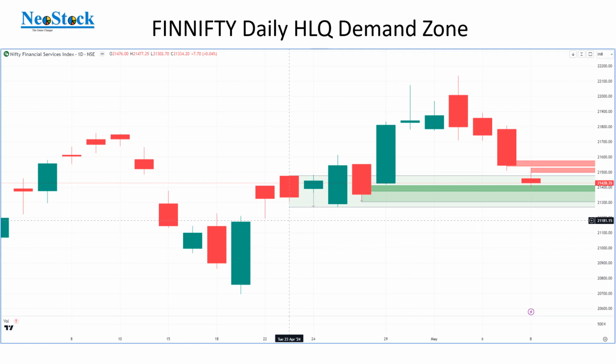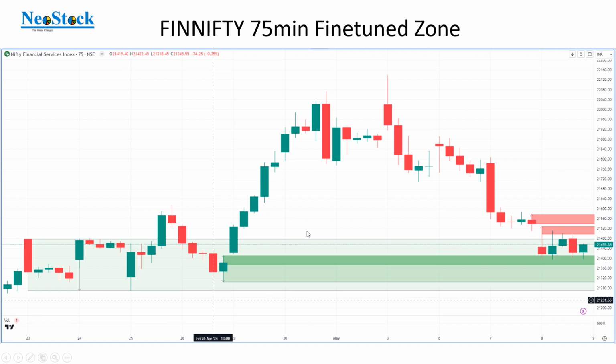The first one is FinNifty, Nifty Financial Services. FinNifty is a daily high liquidity demand zone. See, this is the leg candle, and we have a base candle: drop, base, rally. This is the daily zone, and we have fine-tuned this daily zone with the 75 minutes time frame. Inside we have a 75 minute zone: drop, base, rally.